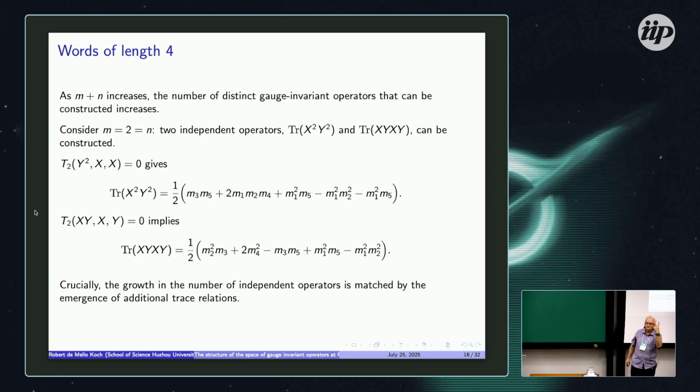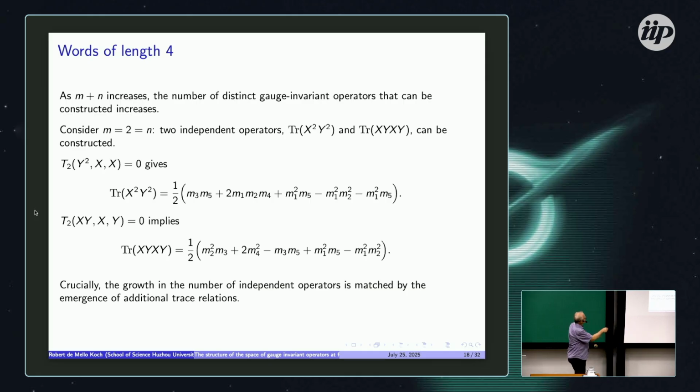Now, in fact, there are 2 different operators we can write down. We can write down the trace of x squared, y squared, or we can write down the trace of xyxy. And those are genuinely different gauge invariant operators because x and y don't commute. Lucky for us, there are 2 completely independent trace relations.